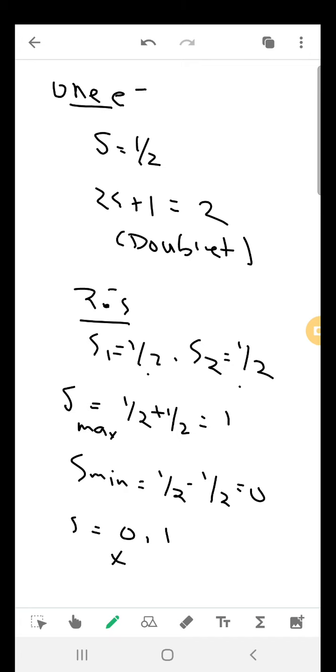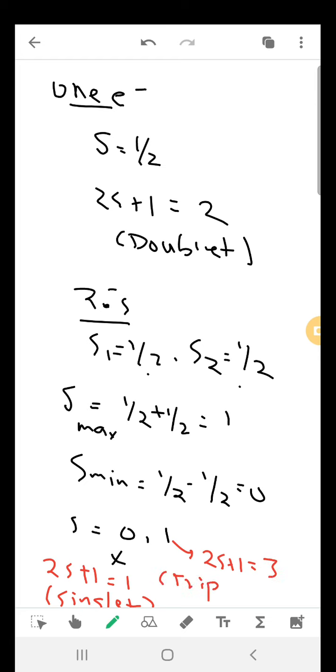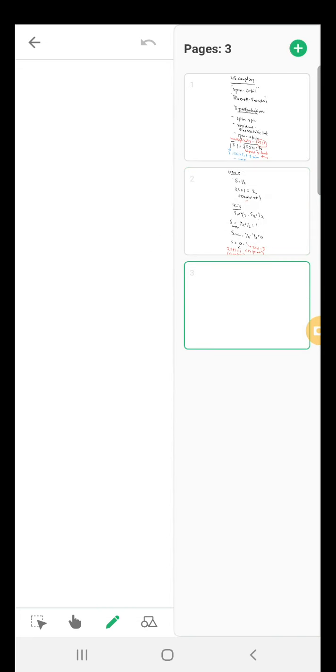Now in this case, 2S plus 1 would be equal to 1, so it's called a singlet. And in this case, 2S plus 1 is equal to 3, so it would be called a triplet. So for 2 electrons, we get a singlet and a triplet, whereas for only 1 electron, we get a doublet. So we can continue with this for 3 electrons as well.